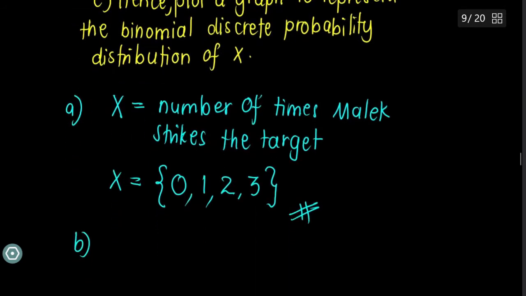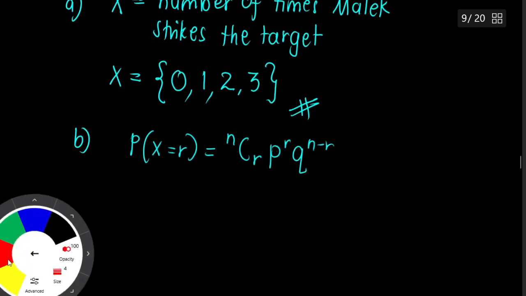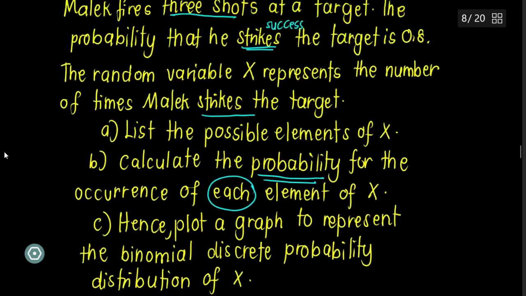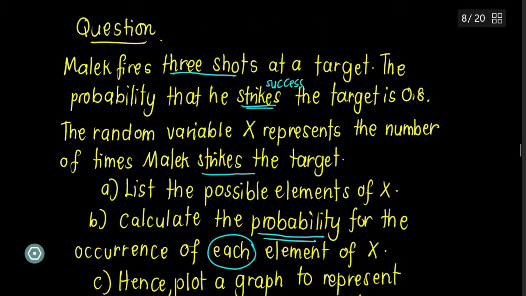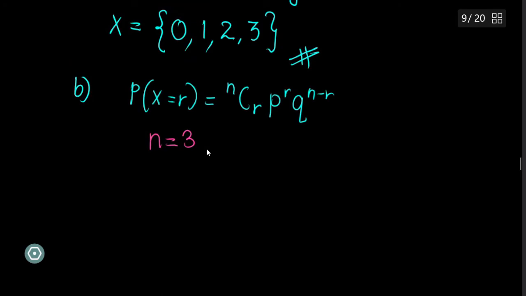So what you have to do is find the information first, because now we're going to put it into the formula, isn't it? nCr p^r q^(n-r). So we need the information. Let's do the information first. We should know what is our n. What is our n here? How many shots? 3. So total n is 3. Okay, n is 3.